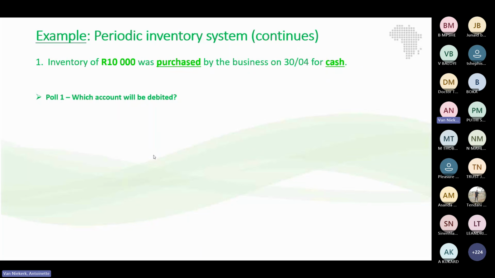So the question is, which account will be debited if you look at this transaction? It's loading. So remember, look at the transaction on the slides. Which account will be debited? I think I already gave away which accounts will be applicable, but think about money in, money outflow, and remember it's periodic, so no inventory account is applicable.